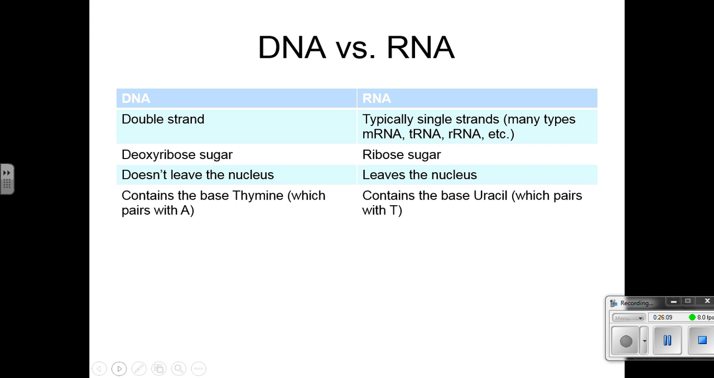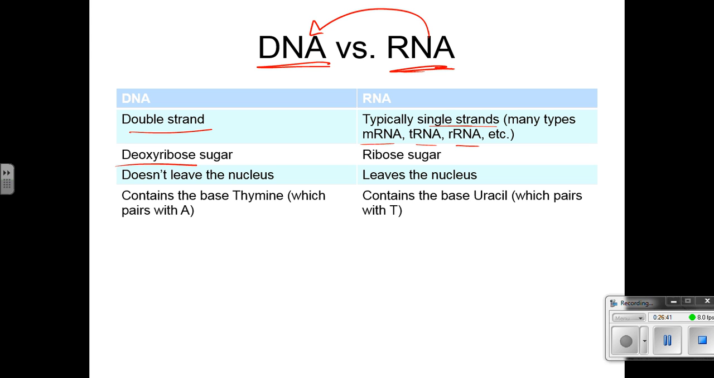Right, so I did talk a little bit about RNA primers. RNA is going to play a bigger role in protein synthesis, but RNA is a molecule that's similar to DNA, but there's just enough differences that it's not recognized by the cell as being the same as DNA, so it can leave the nucleus and do other things. The DNA is a double strand. RNA is typically some kind of single strand, and there are actually lots of types of RNA, and they all look a little bit different, but none of them are a double helix.